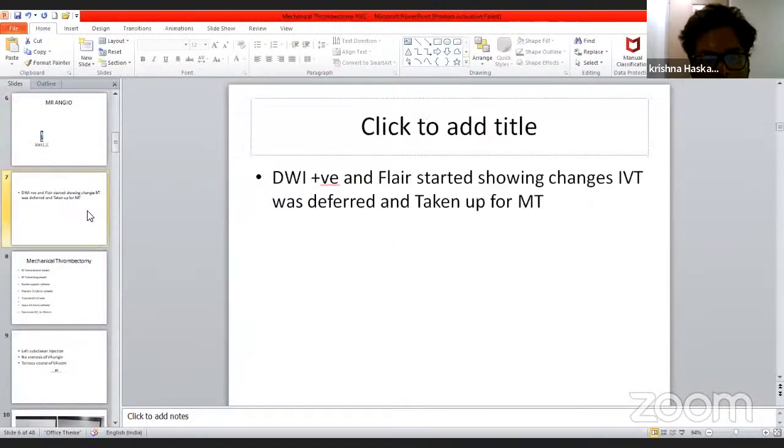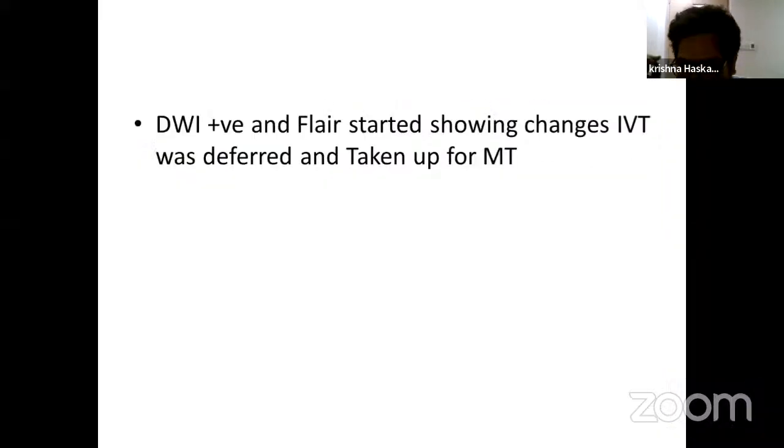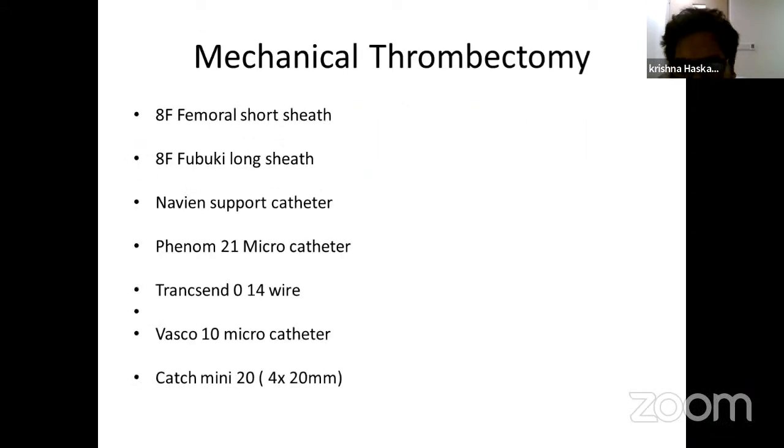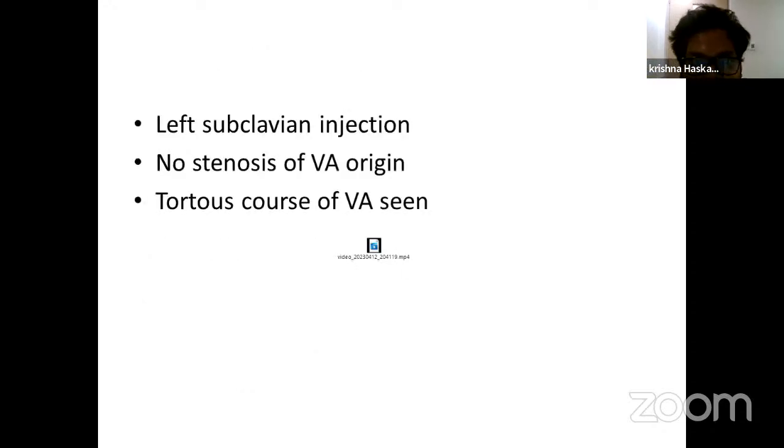So can you see the PowerPoint again? In view of the diffusion positivity and FLAIR starting to show changes, we deferred IVT and took him for mechanical thrombectomy. Our hardware, sir: we used an 8F femoral sheath for guidance, an 8F long sheath, Navien support catheter, Phenom 21 microcatheter, Transcend 014 wire, Vasco 10 microcatheter, and Catch Mini 20 retriever.